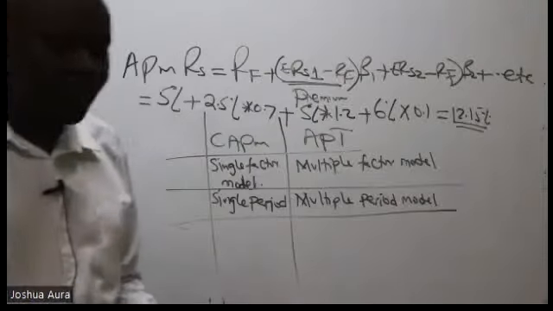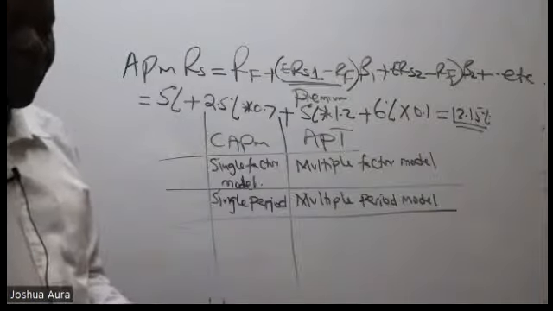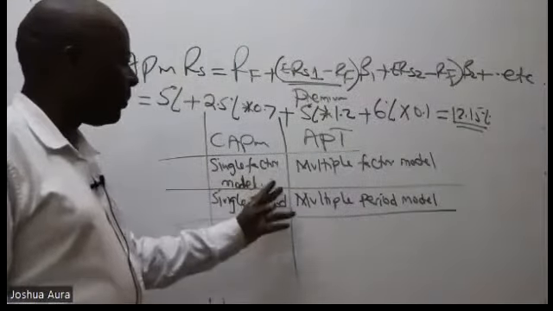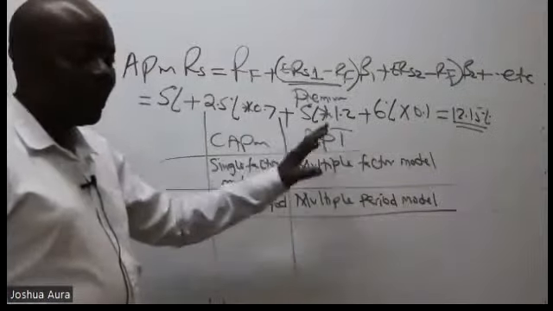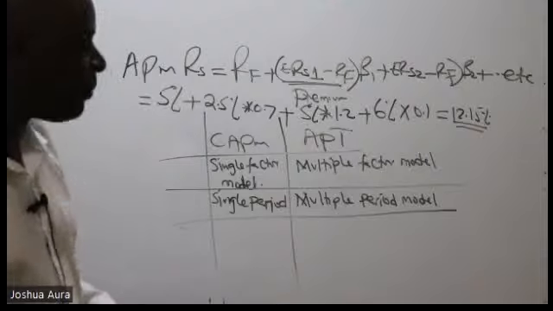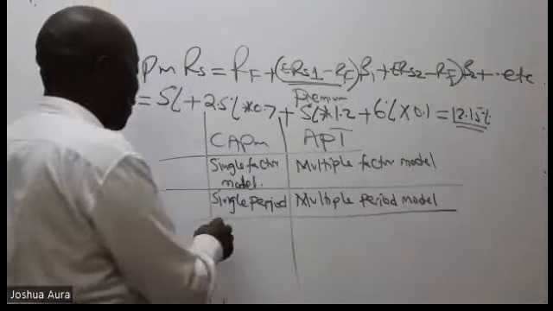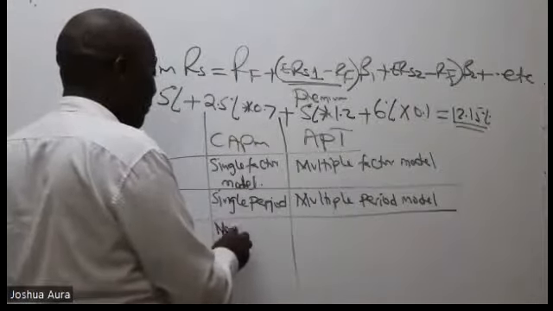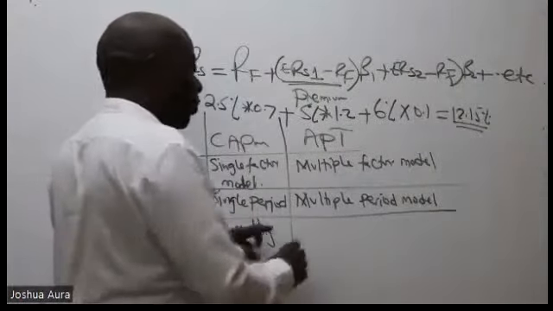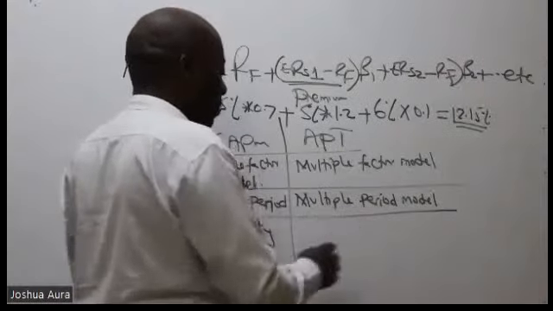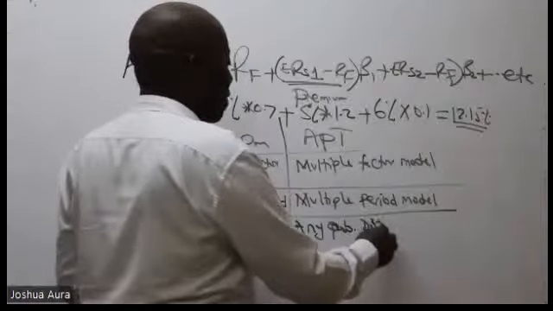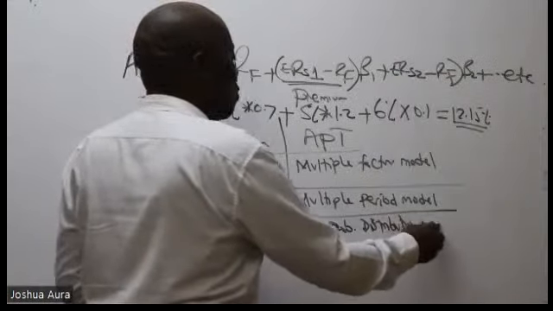So CAPM uses market premium only. APT has other factors here. CAPM is a single factor model, which is the market premium. Other factors, this can make use of any. CAPM assumes normal distribution, whereas APT, ladies and gentlemen, we can use any probability distribution model, even if they are skewed.